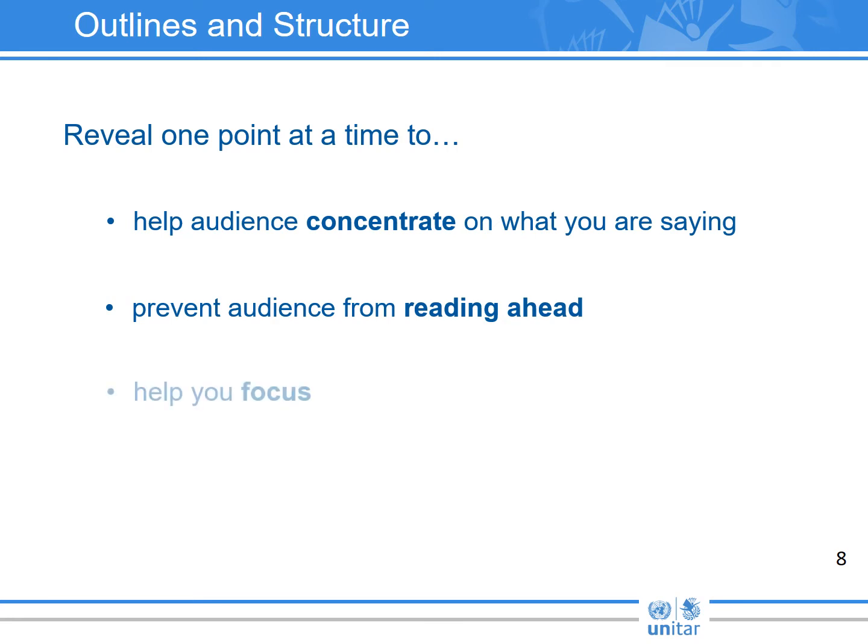The benefit of this is it's going to help you focus as well. So if you're up there and you're doing part of your presentation and you lose your place, if you've got all 5 or 6 points up at once, sometimes it's hard to remind yourself what you need to focus on. So if you've got 1 point at a time, it helps you as a presenter focus as well as your audience.